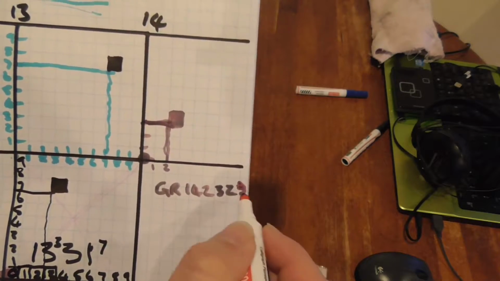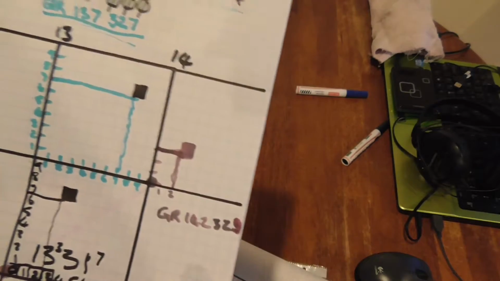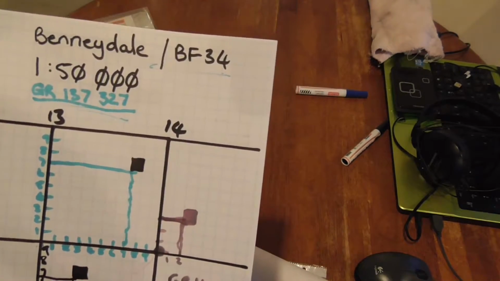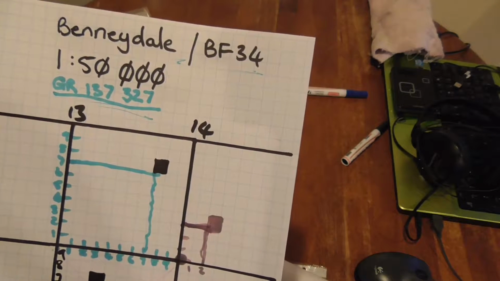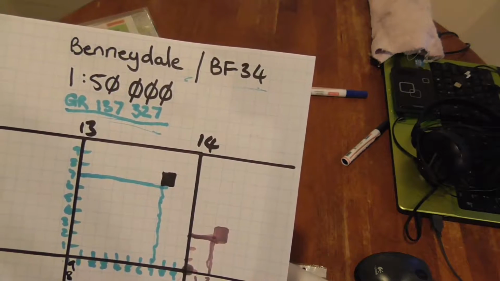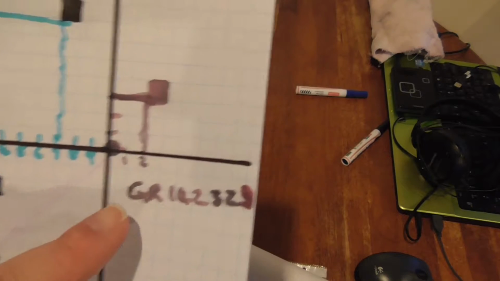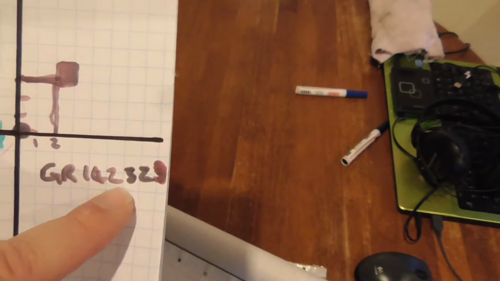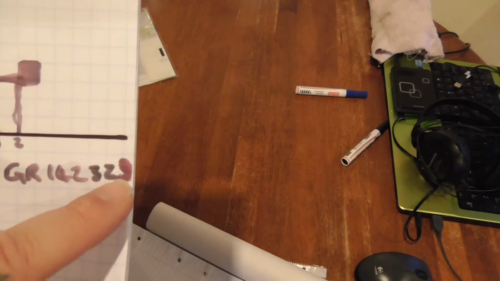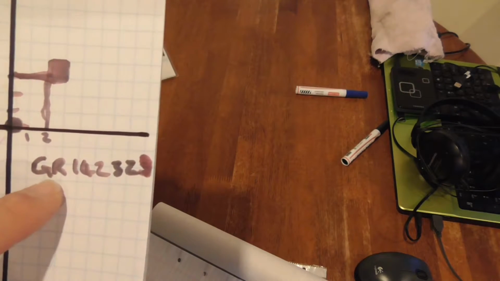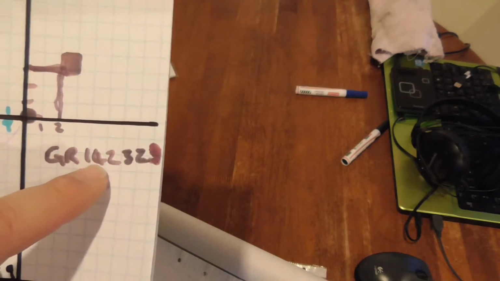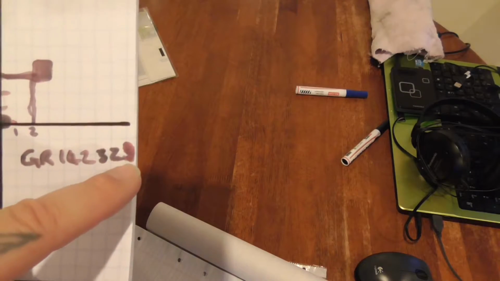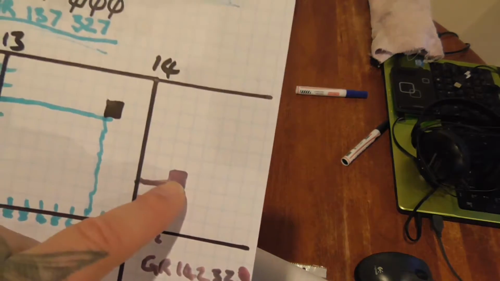And that would hit the bottom left corner, 3. So we'd call it out: Bennydale map, map number BF34, 1 in 50,000, grid reference 1, 4, 2, 3, 2, 3. I say again, grid reference 1, 4, 2, 3, 2, 3. Okay, and that will take them to here.